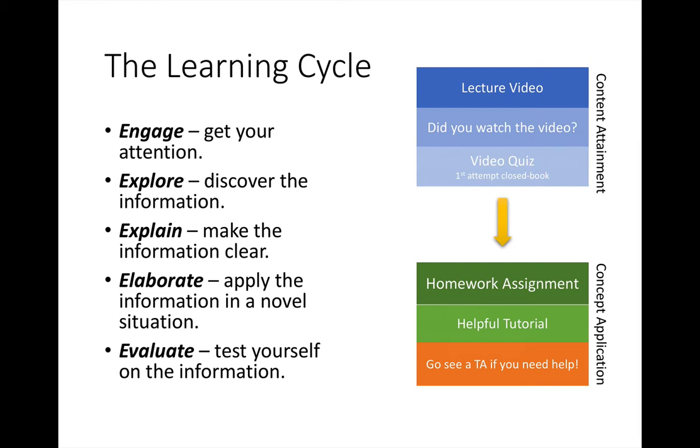Then there's explain. That's where we help to make the information more clear. And then elaborate is where we have you apply the information to a novel situation. So research shows that if we don't have you apply it somewhere other than where I've told you, then in your mind that information only applies to exactly where I told you. And that's not good. So we want to decontextualize the information by having you apply it in all different kinds of situations. And then obviously evaluation. What would education be without testing?